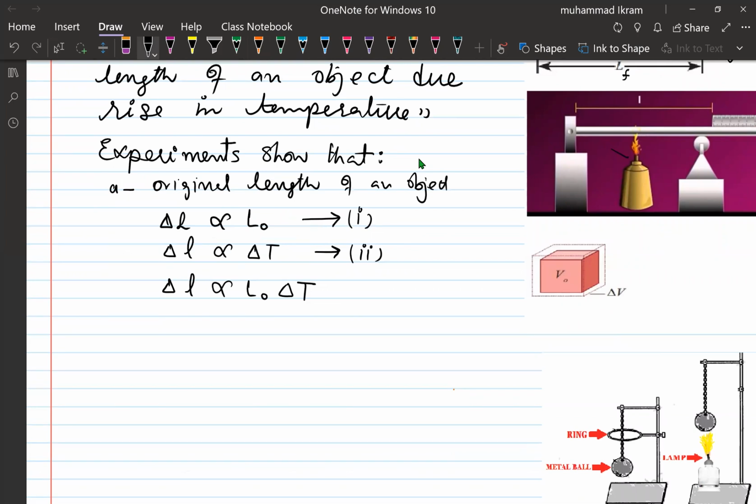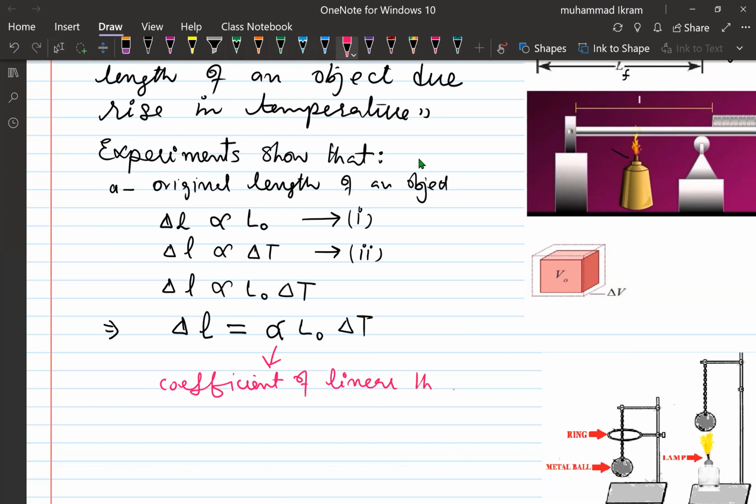And there is a third factor also that is coming here. This delta L is equal to alpha L naught delta T, where this alpha is called the coefficient of linear thermal expansion.